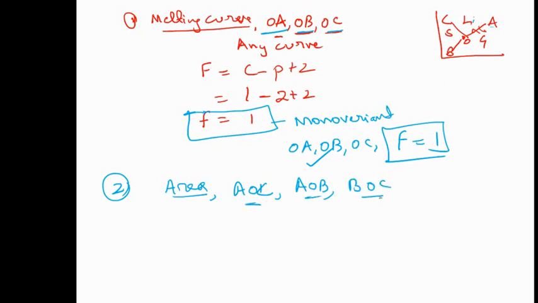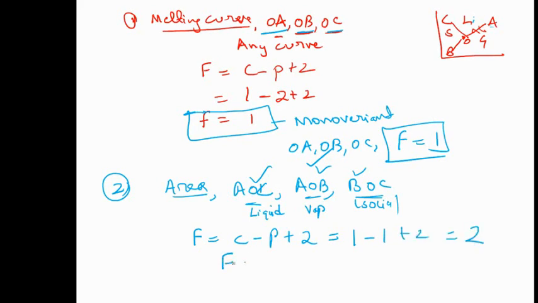So if you have any of these, AOC is a liquid, AOP is a vapor, POC is a solid. In any of these areas, the degree of freedom will be C minus P plus 2. The component is 1 and you have only one phase. If you consider this AOC area, the liquid phase, you have only one phase, so 1 minus 1 plus 2. So F equals 2.